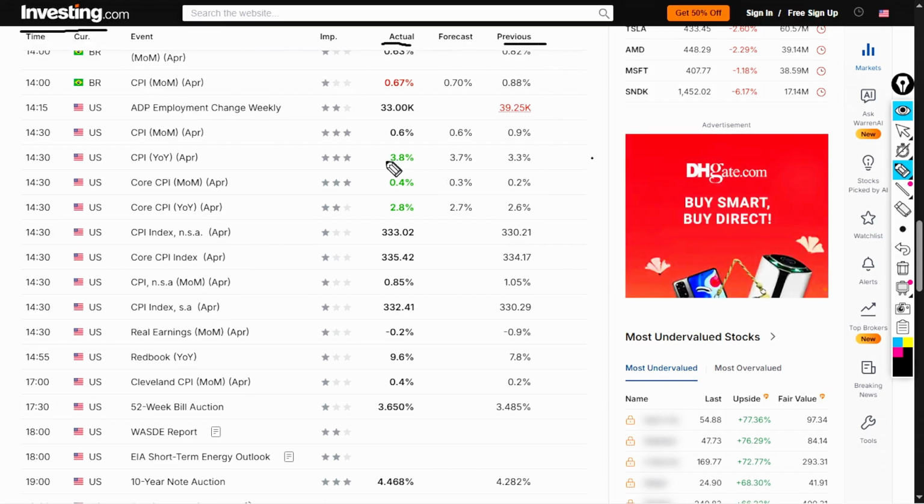The current data came out at 3.8%, and the previous data was 3.3%. So you can see that the current data came out greater than the previous data. Therefore, you're going to see the dollar being positive. This is going to support the dollar. Now, how are we going to trade this? When to enter and how to enter?